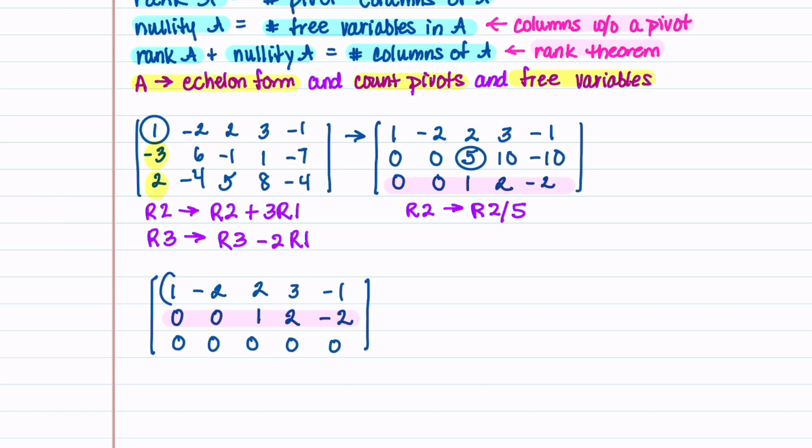I'm going to circle our pivots. We have one here and we have one here. So let's notice that we have 2 columns with a pivot. I'm going to label these columns with a pivot with a P. And then our other columns have free variables because there is no pivot. So I'm going to label those as columns with a free variable.